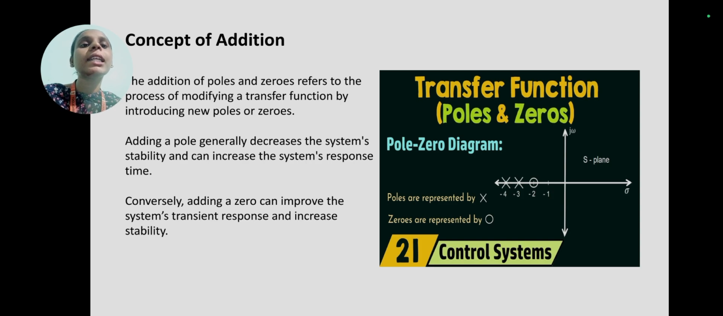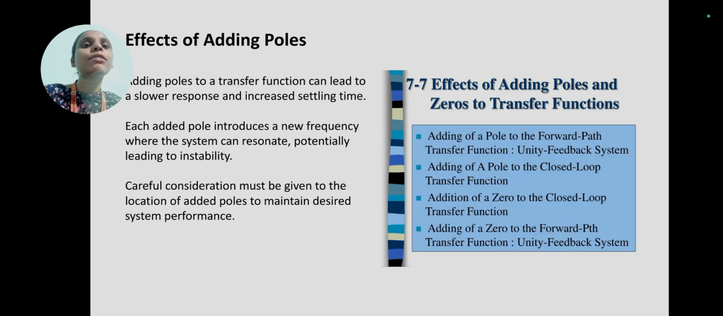Conversely, adding a zero can improve the system's transient response and increase stability. Effects of adding poles. Adding poles to a transfer function can lead to a slower response and increased settling time. Each added pole introduces a new frequency where the system can resonate, potentially leading to instability. Careful consideration must be given to the location of added poles to maintain desired system performance.